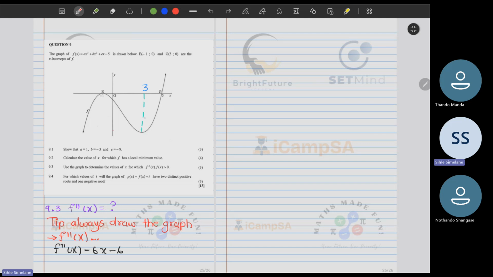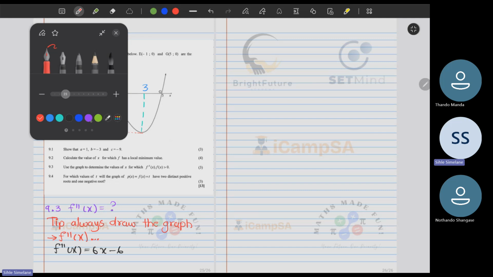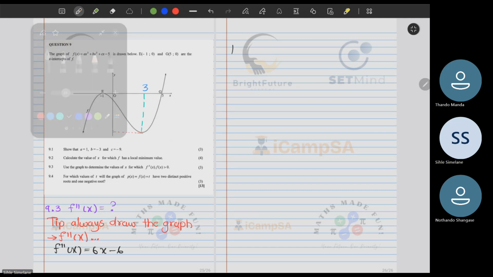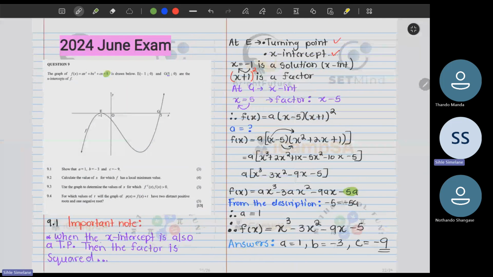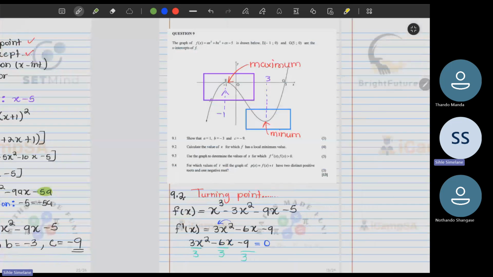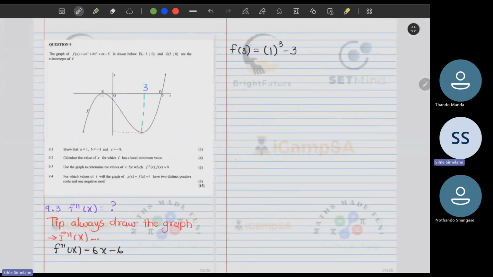What I need you guys to do is I want to see the y value of this turning point here. So let's go ahead and do f of 3. Okay, f of 3, what is it going to be? We have 1 cubed minus b, I think it was, let me go and check. Minus 3 minus 9 minus 5. So minus 3, minus 9, then minus 5. So what do we get as our f of 3, guys?